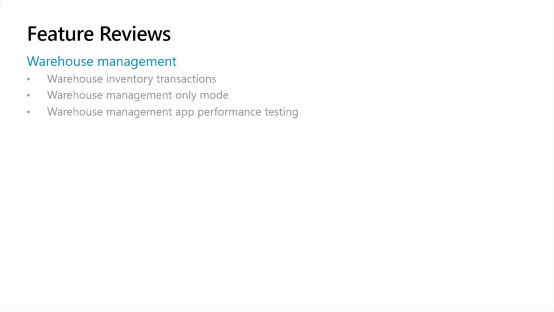So as you can see by the number of new features that I covered on the previous slide, we are heavily investing in the warehouse management area of the product. So in line with that, we want to highlight a few key updates in this area. So I'll start by covering the GA release of our warehouse inventory transactions framework. And I will also cover the new warehouse management only mode solution. Then Hiran will cover our recent work around performance testing with the warehouse management mobile app.